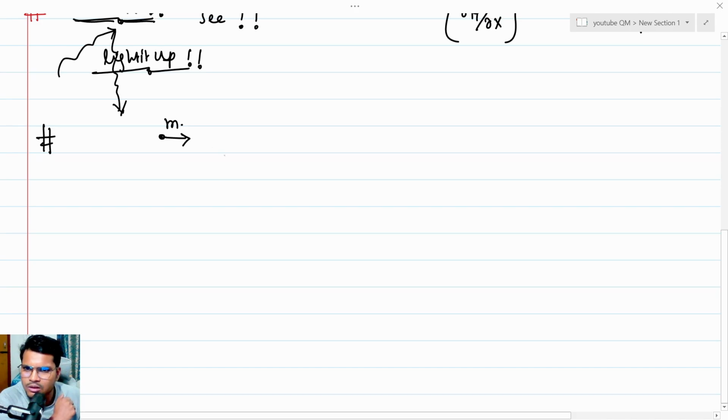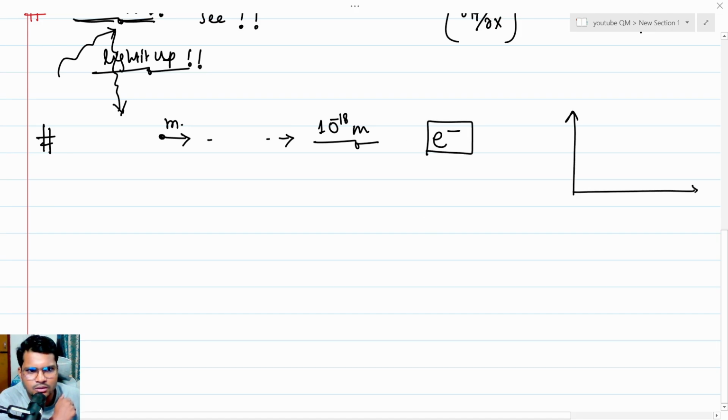Now it is a ball. Let's take it to this level, 10 to the power, let us say, minus 18 meter. Consider it to be an electron. Now I'm putting an electron in a box, right? 0 to L, there is an electron in the box. You see a very important thing over here. Let us say L is 1 centimeter or anything. Maybe it is 1 centimeter, maybe it is 10 to the minus 10 centimeter. Whatever you want to assume, you can assume.